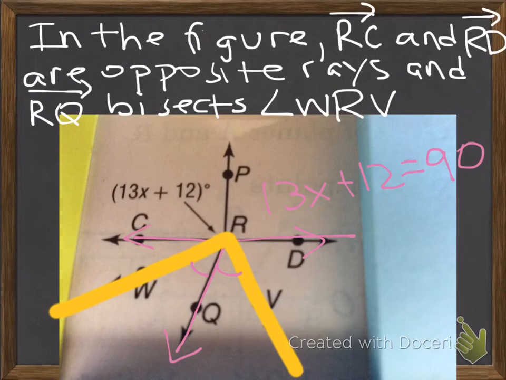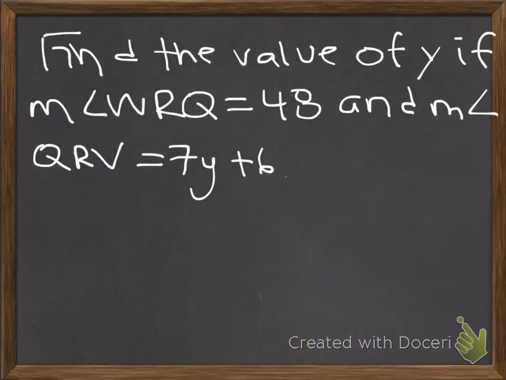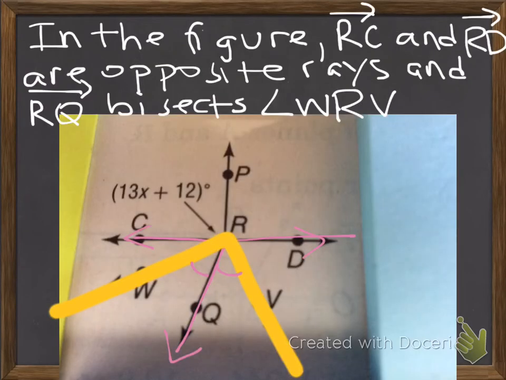Oh, okay, this is all they're saying in the beginning. Whoops, I was getting ahead of myself. Okay, so this is what they've told us so far. If we go to the next problem, this is what it's asking us to find. It says find the value of y if WRQ is 48. So WRQ is here, 48.